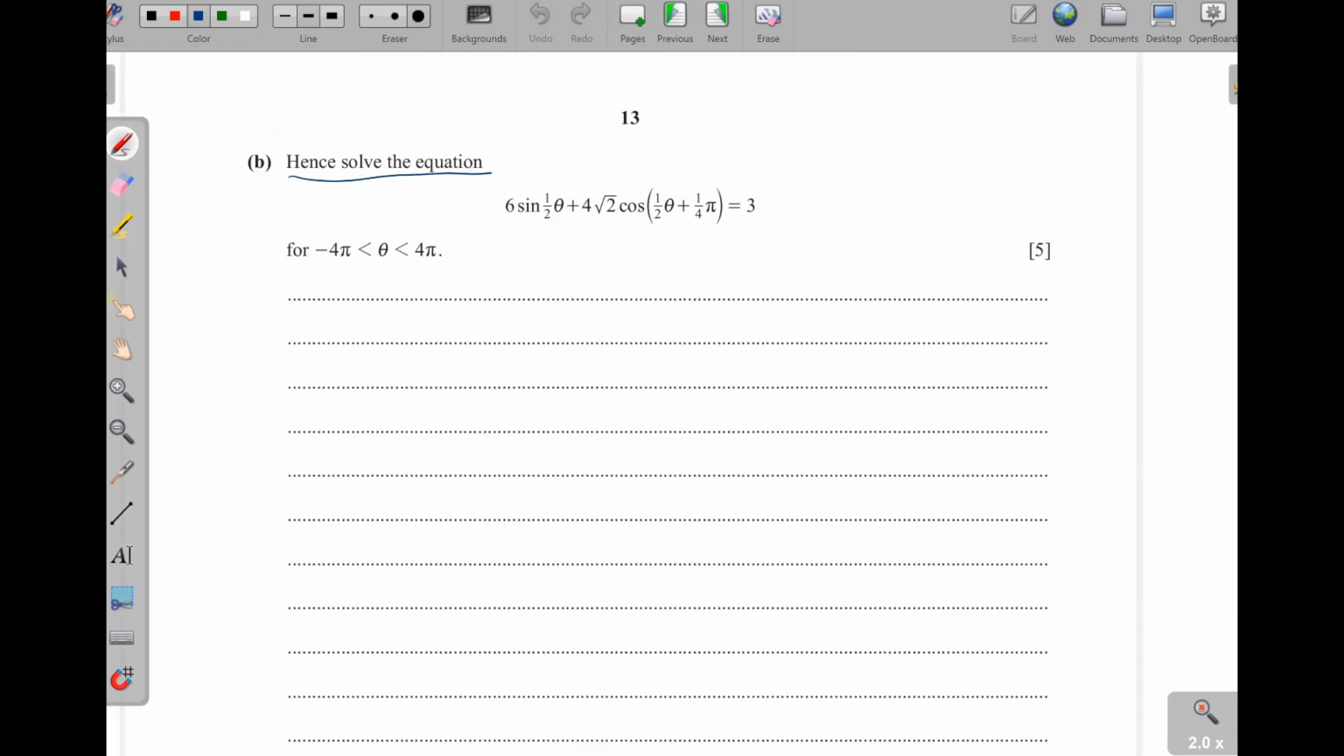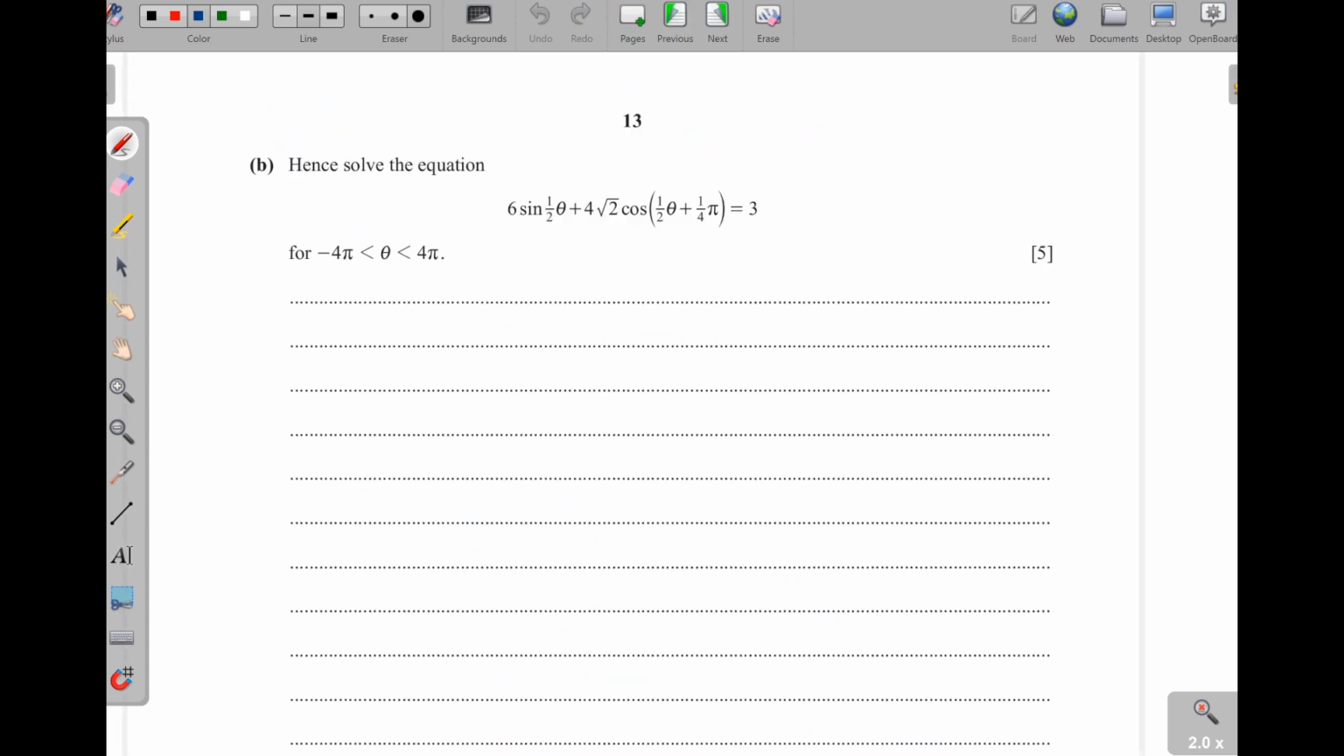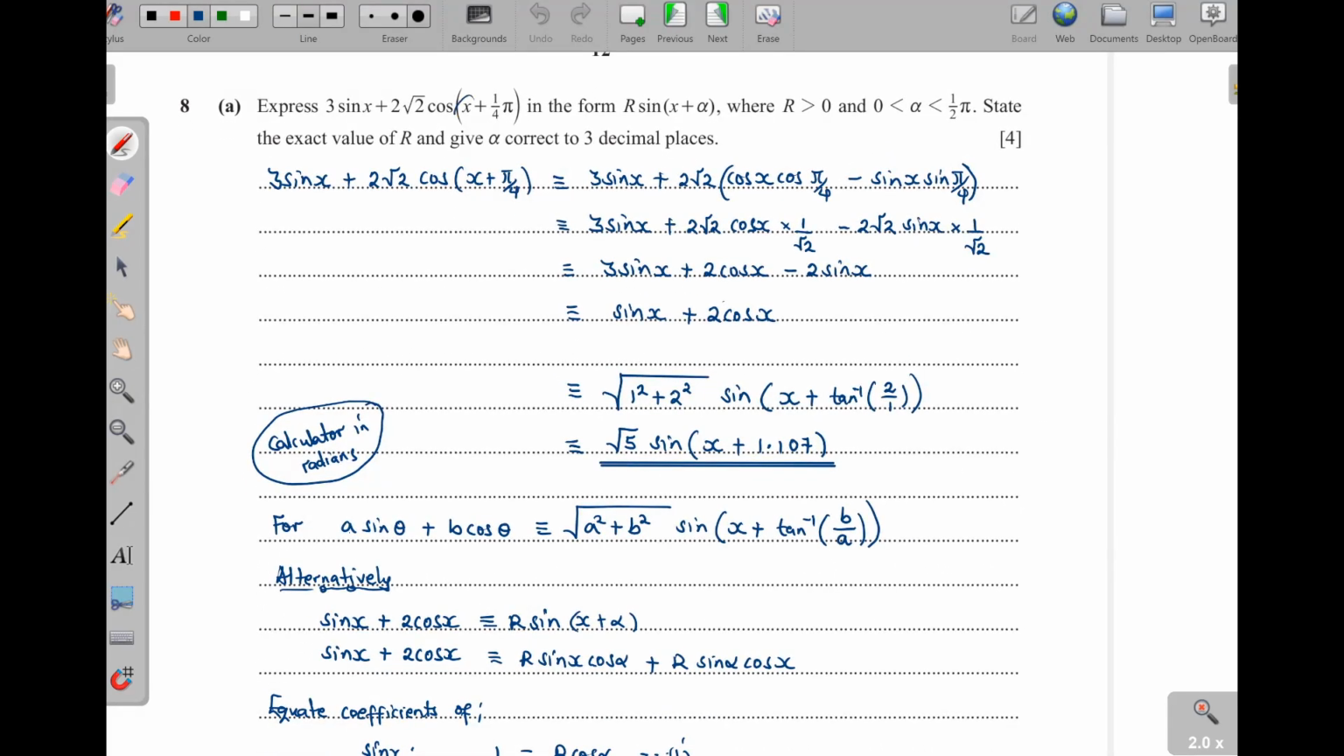Part B, hence solve the equation, this one here, then for this range here. Now we need to go back here, and then we look at these two. This is theta over 2. It is in the place of x. You see that?